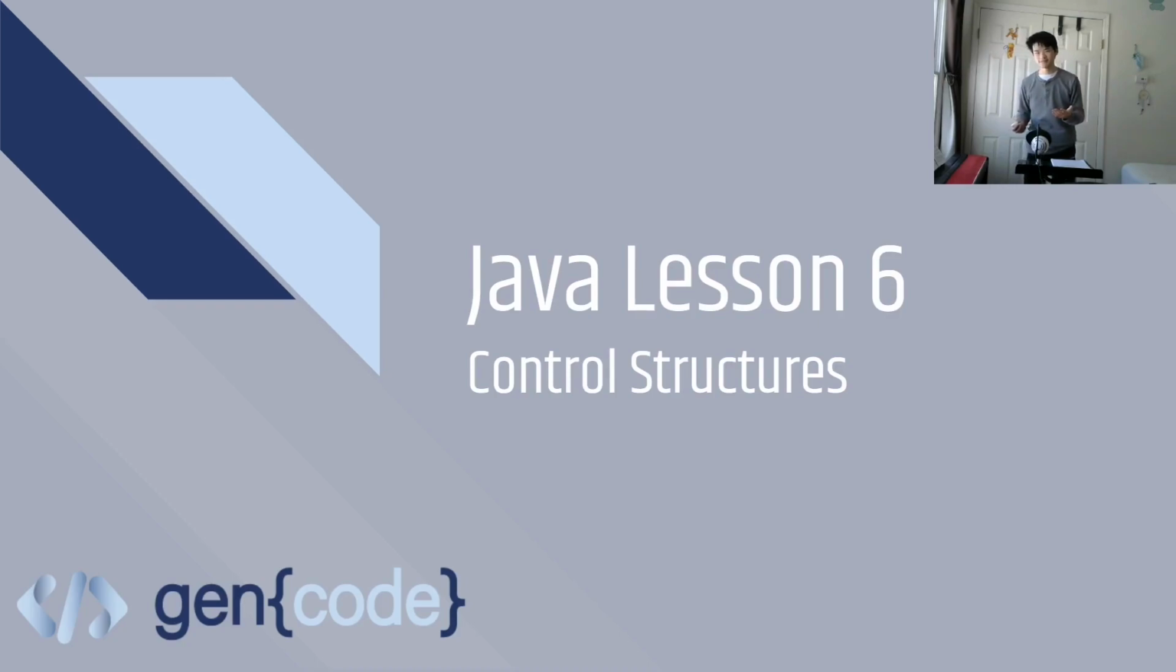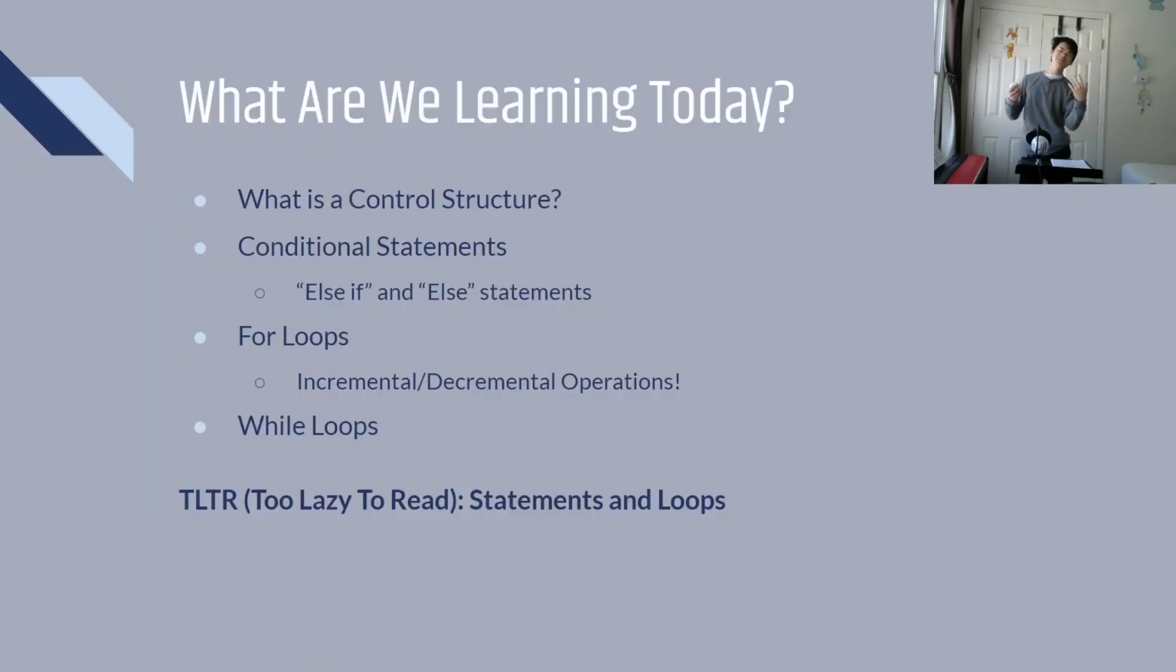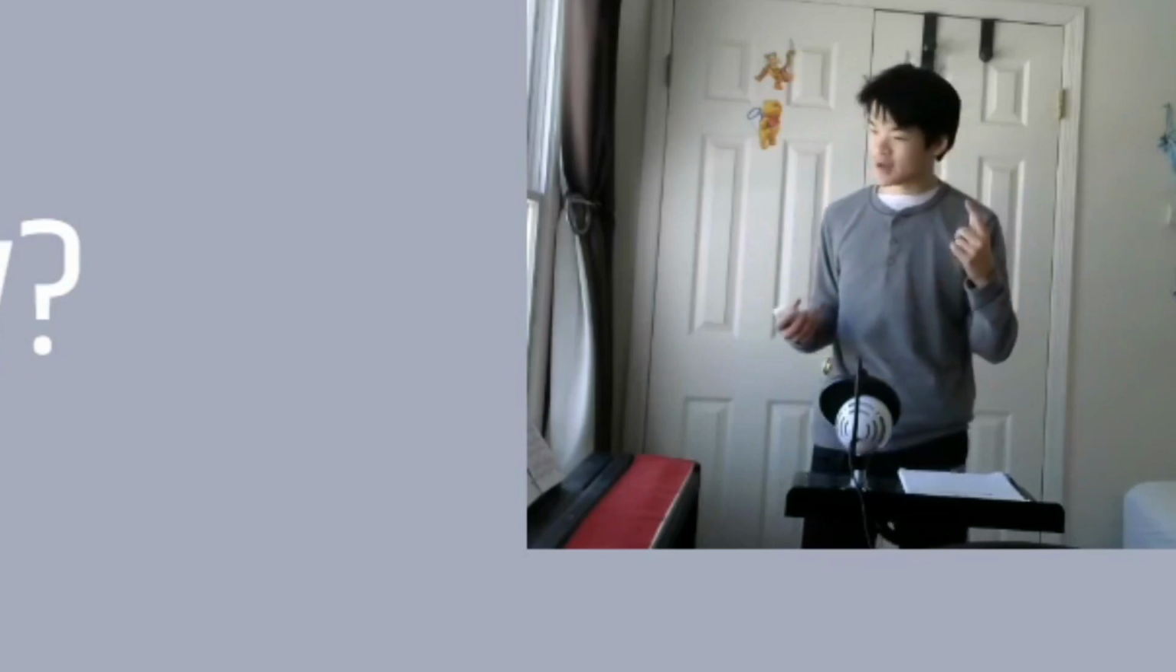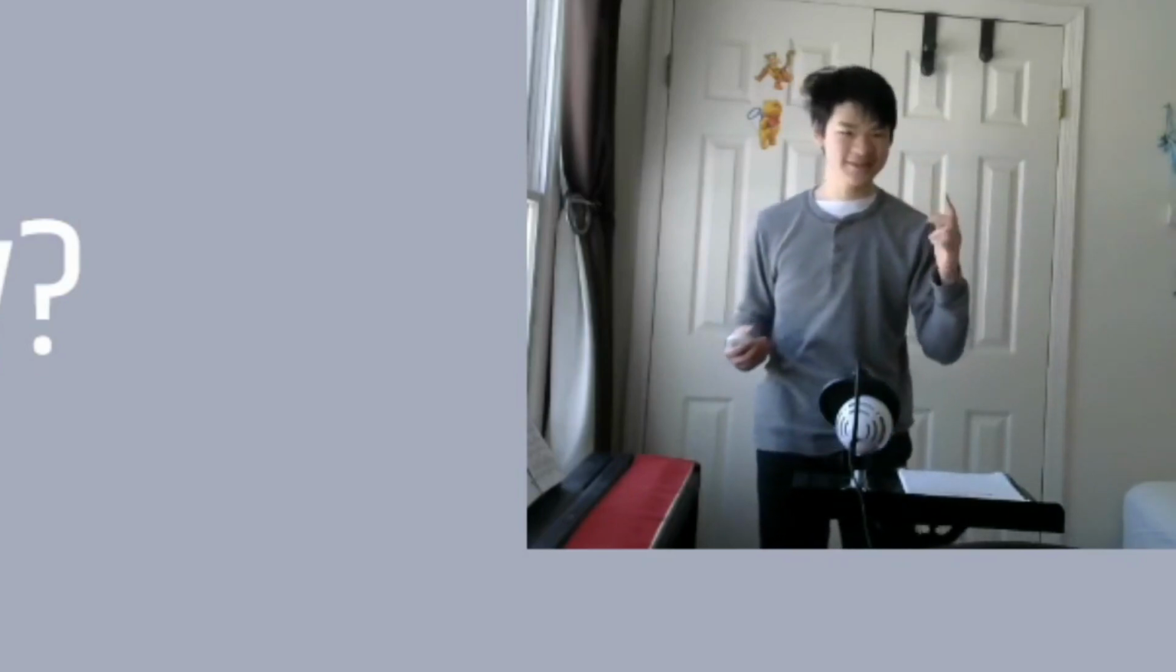So today we're going to be learning about what a control structure is, as well as some of the specifics of a control structure, such as an if statement, or as you can see in the bullet point, else if and else statements, or for loops and while loops, which are the two most fundamental loops in Java, so it's important that we get a basic understanding of them. That was a very long run-on sentence, but that's okay.